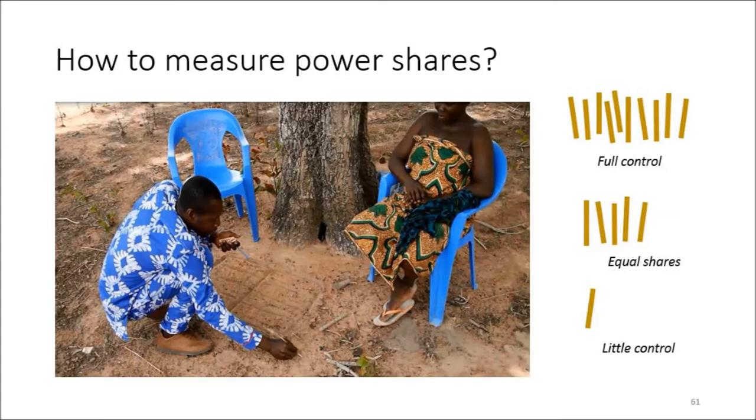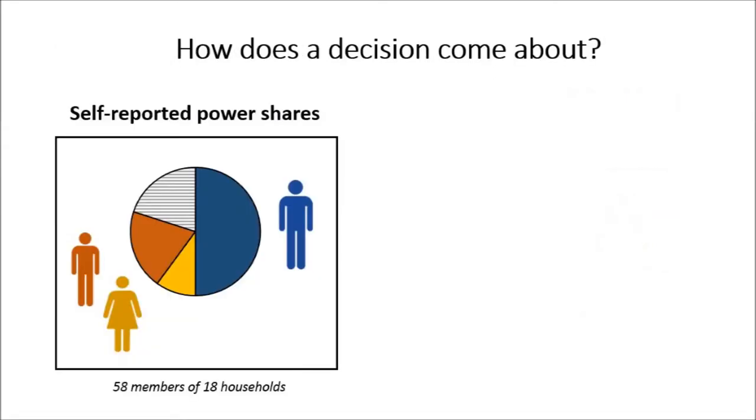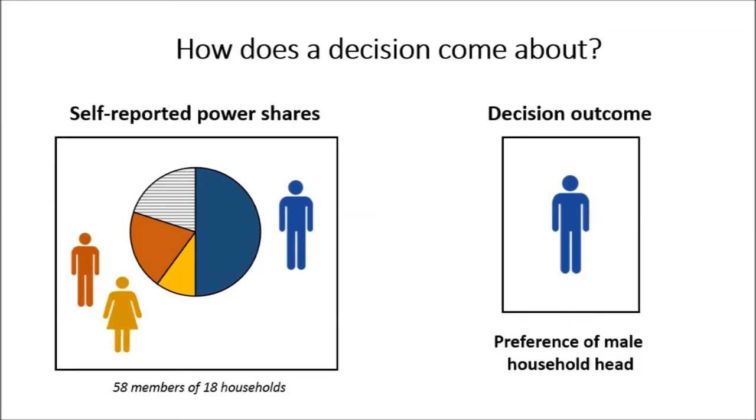For one household, I was interviewing the different members, and it turned out that their evaluation was quite overlapping. But in the end, it didn't add up. The self-reported power shares pointed to a situation where, for example, the wife and the sons also had a substantial influence, while, of course, the male household head had most of the influence. But the decision outcome always looked like the preference of the male household head. So there was a mismatch.